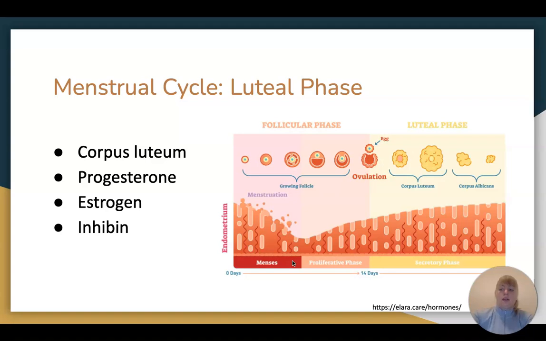Progesterone will also cause the cervical mucus to thicken. This mucus can create a plug that blocks the cervical opening, preventing bacteria as well as sperm from entering the uterus. The corpus luteum only has a lifespan of about 12 days. So if pregnancy does not occur, the corpus luteum will undergo apoptosis.